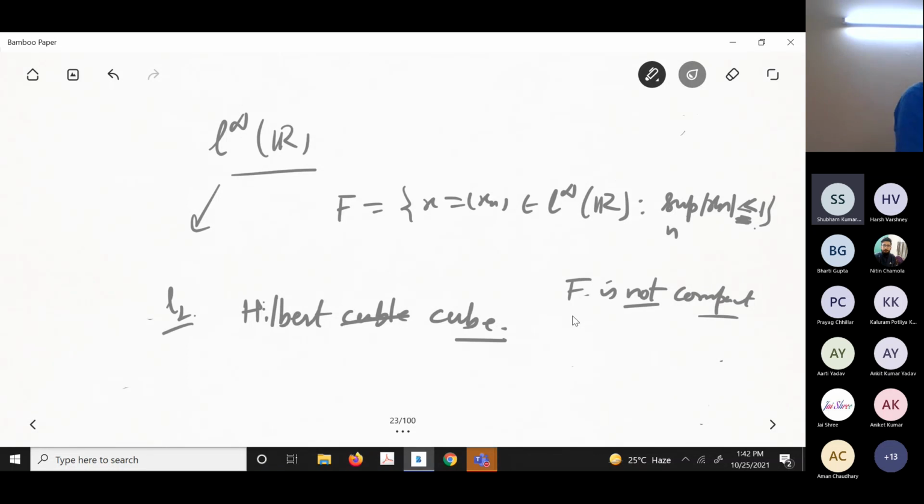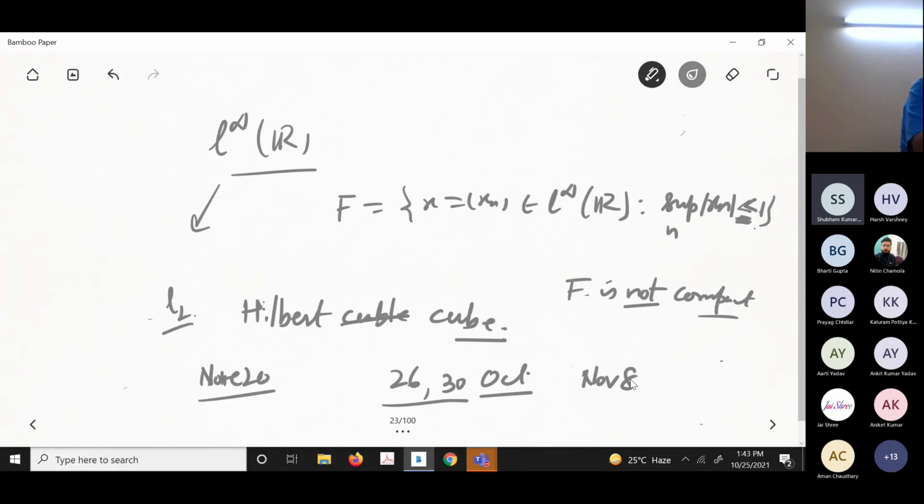Now tomorrow I will start note 20, which is pointwise and uniform convergence. I will take class tomorrow and Friday. Saturday I won't take class. Then I will take class, I think November 8, after this. This is October. After this I will take class the last week. That will be November 8, I think. So this week only 2 more lectures I will take.